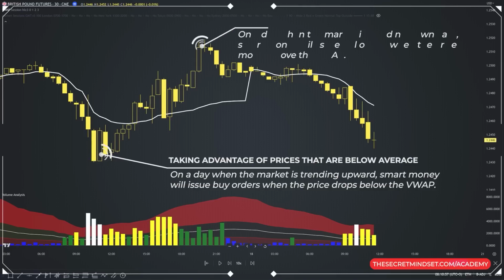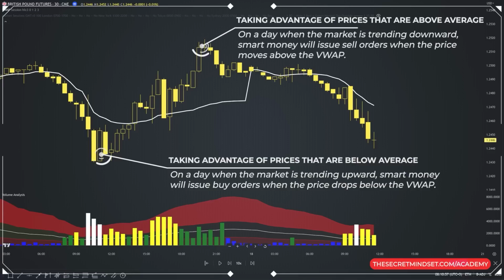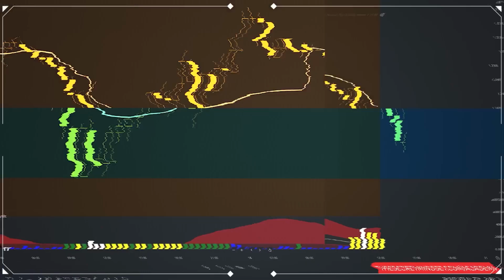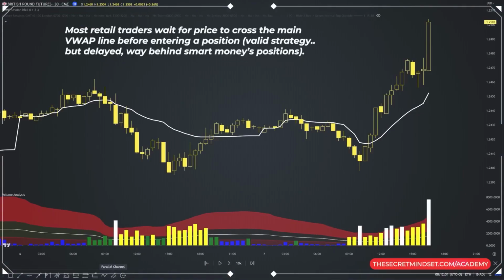On a day when the market is trending downward, the same algorithms will issue sell orders when the price breaks above the VWAP. This enables them to capitalize on prices that are above the average, potentially maximizing their profits. So how can we, as retail traders, take advantage of this?